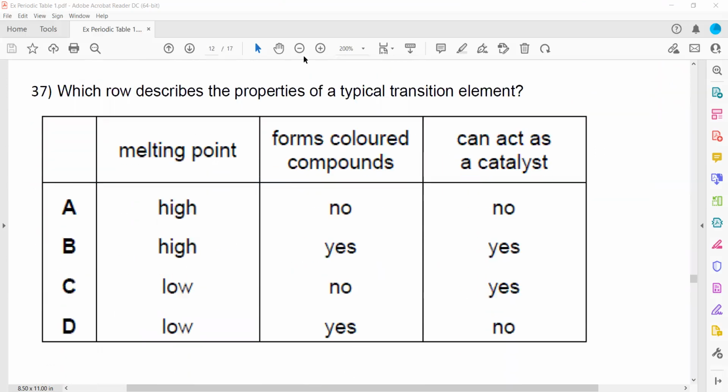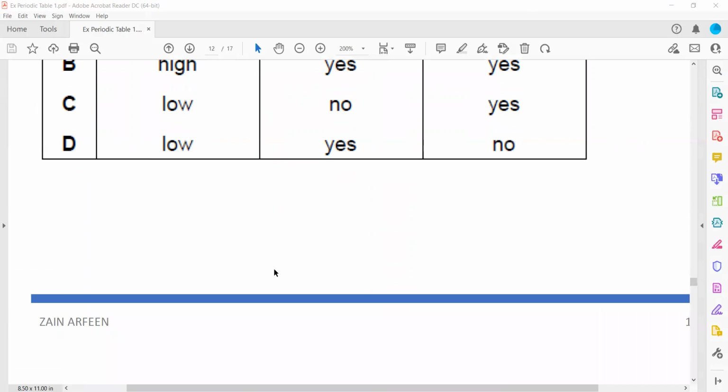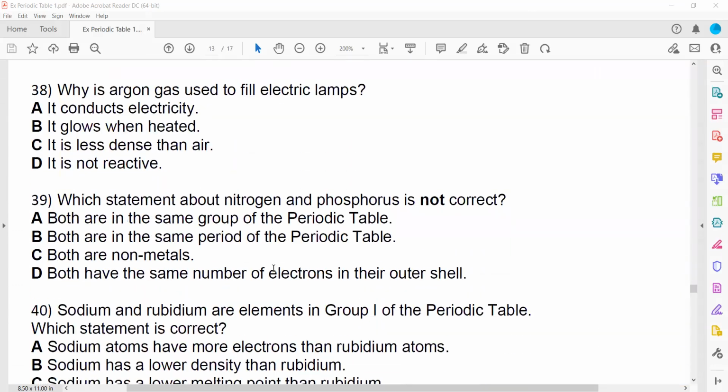Then, which row describes the properties of a typical transition element? The melting point should be high, they should form colored compounds, and they can act as a catalyst. So it should be high, yes, yes. So B will be the right answer. Transition elements or their compounds, both can be used as a catalyst.